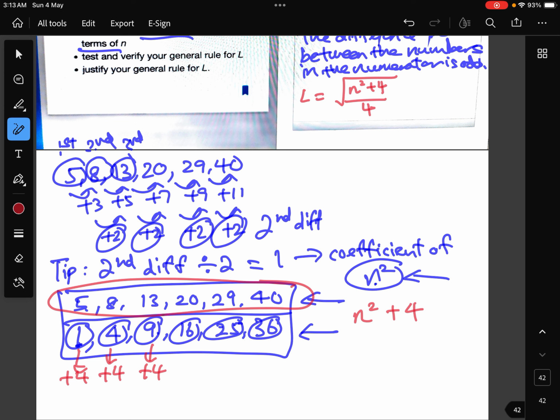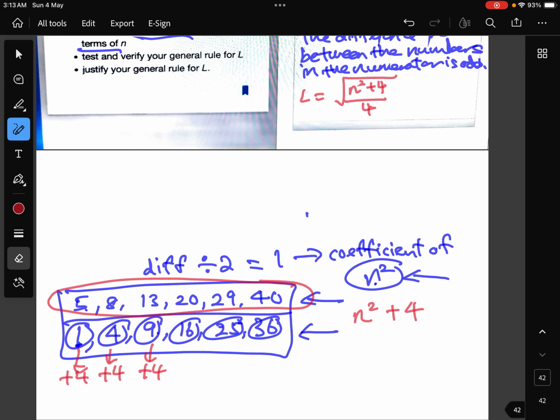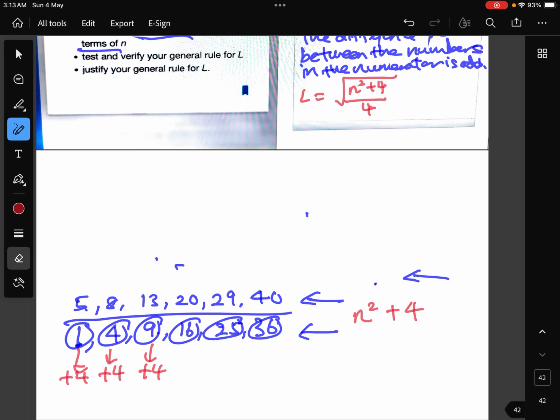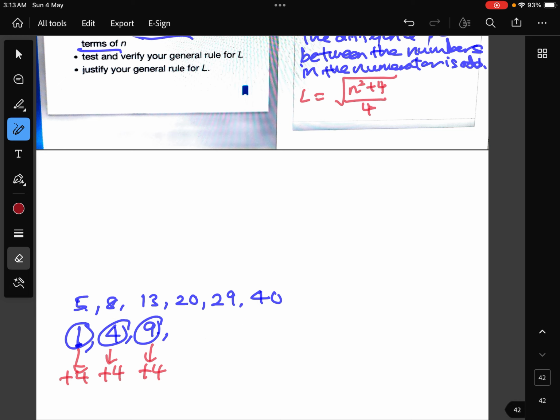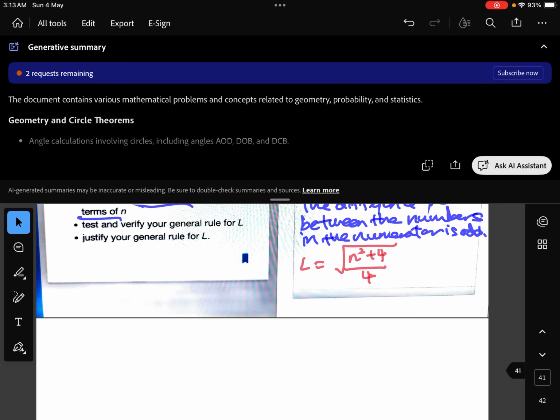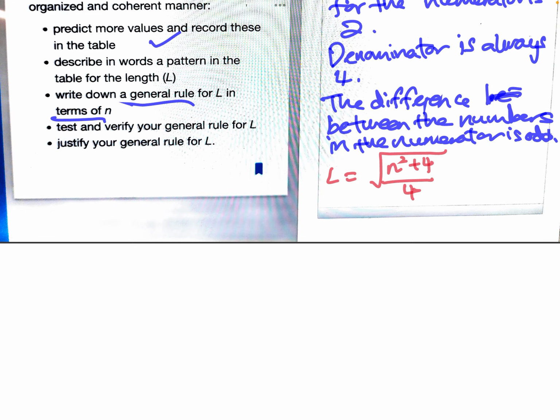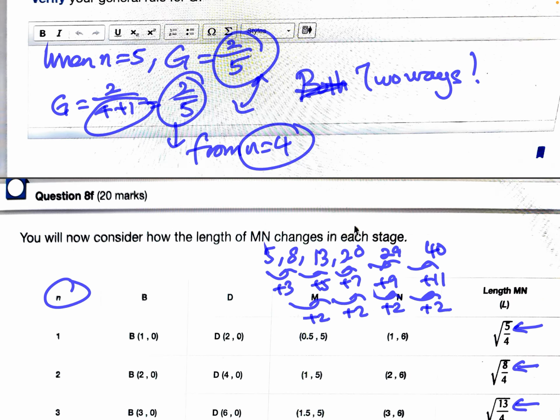Okay, so let's erase this now. The next part is we're going to start looking at testing and verifying the general rule here. Again, there are a few things that you need to take note of on what testing and verification mean in criterion B. So let's get down to business.